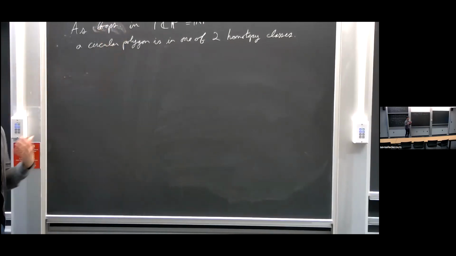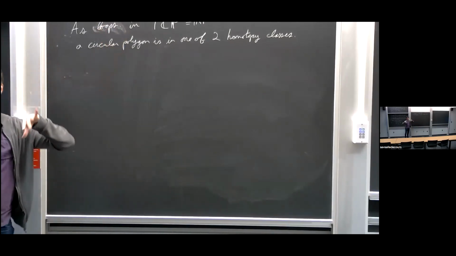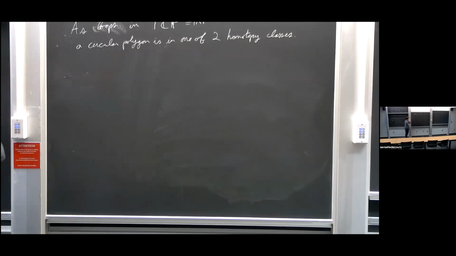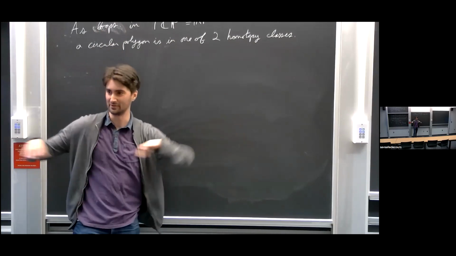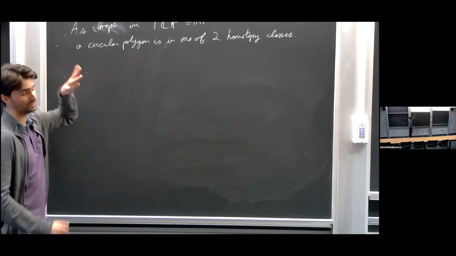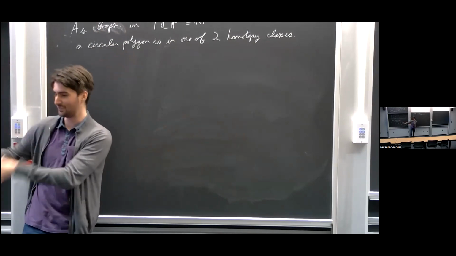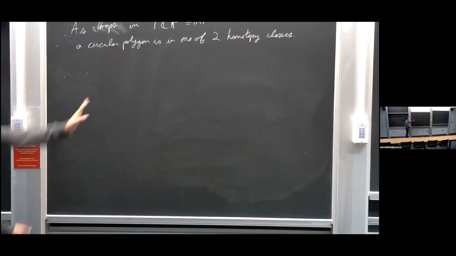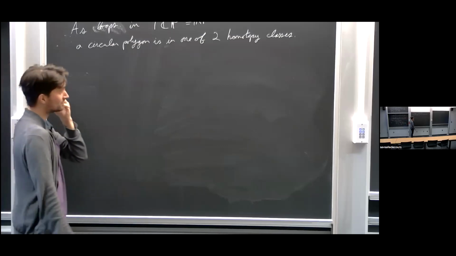So you already split your moduli space of piecewise circular curves or circular polygons into connected components. There's a collection of connected components which is all the contractible loops, and another collection which is all the non-contractible loops. That's sort of the first obvious thing you notice about these objects.